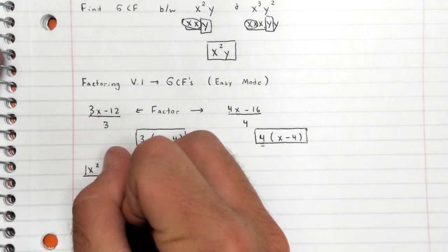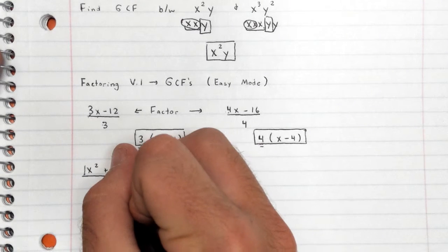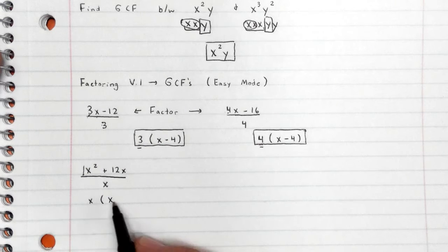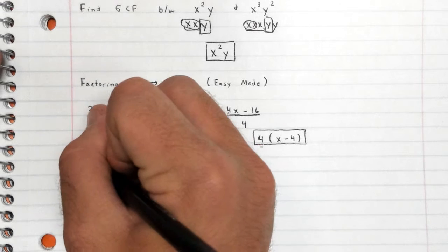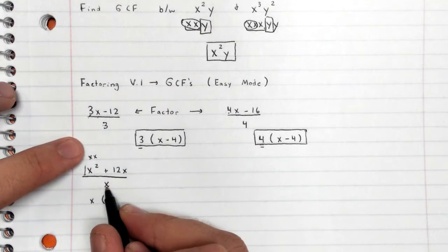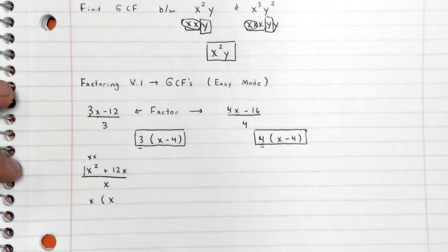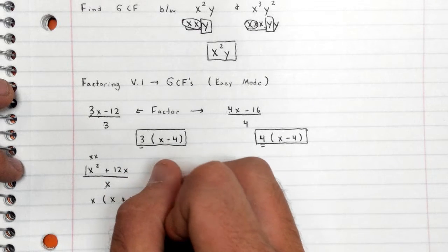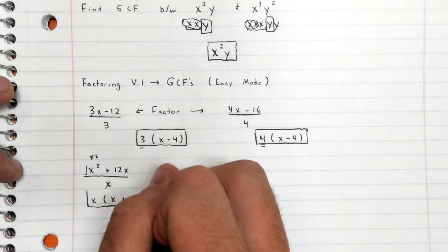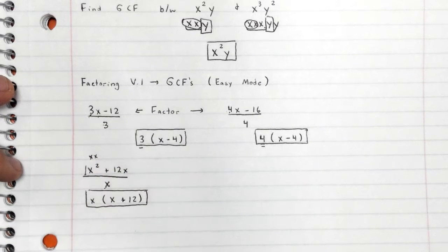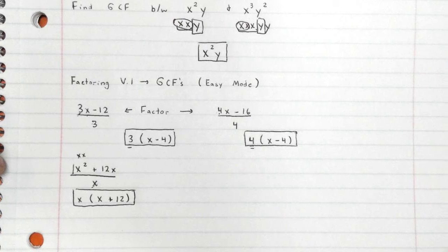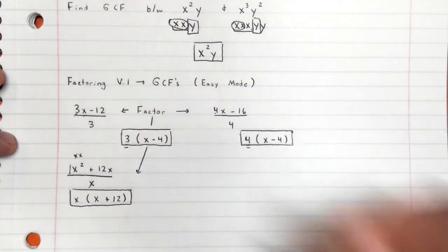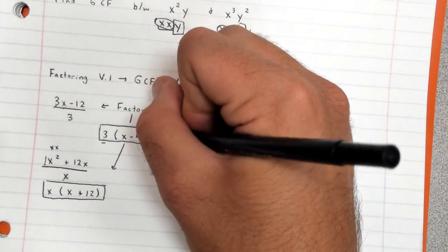That x goes on the outside. I'm left with x squared over x. One x cancels, so I'm left with x. Just in case, this is x and x, 2 x's on top, 1 x on bottom. Cancel. 12x divided by x, the x's cancel, so plus 12. Again, very easy if I'm still factoring. Let's do one more easy version.